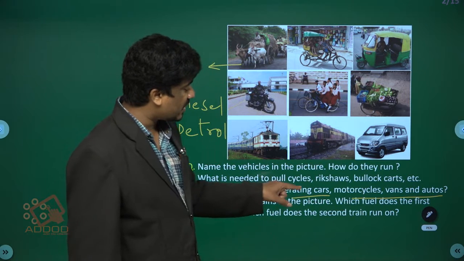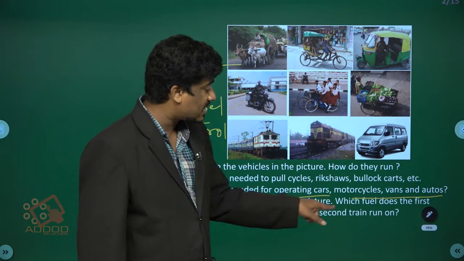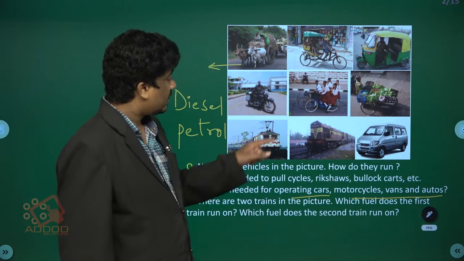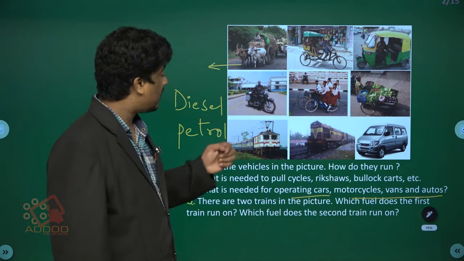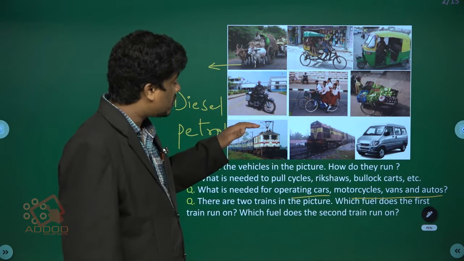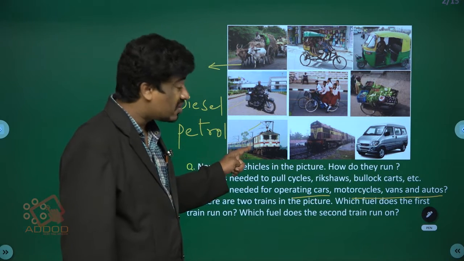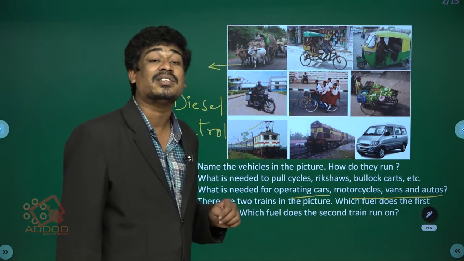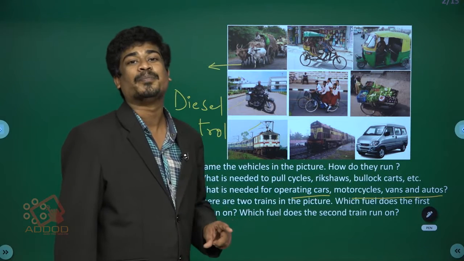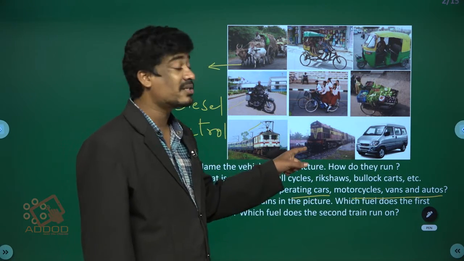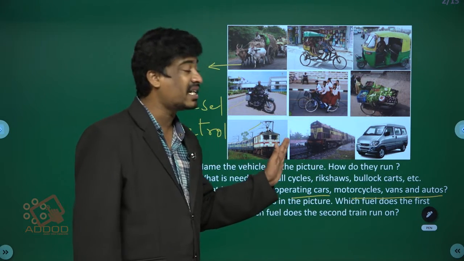There are two trains in the picture. Which fuel does the first train run on? Which fuel does the second train run on? Did you observe any difference between the first train and the second train? On the first train we are seeing electric wires, so the first train works on electricity. The second train runs on diesel. That is the difference between the first train and the second train.